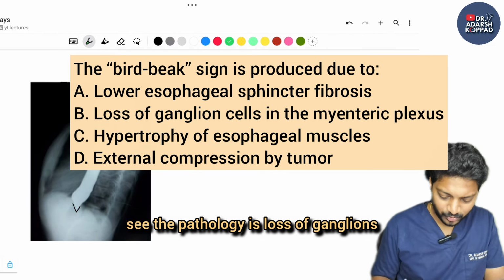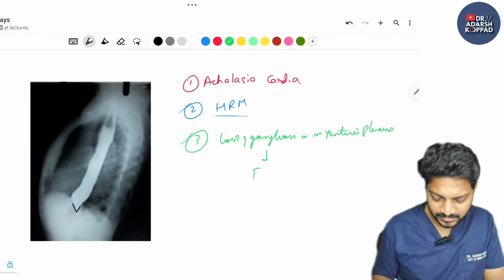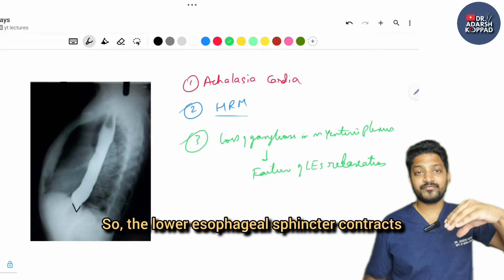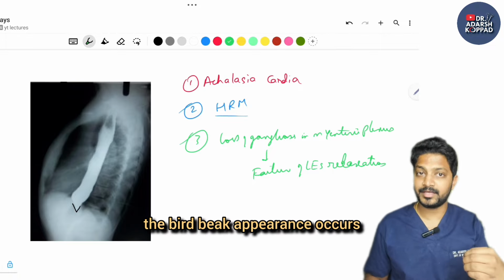The pathology is loss of ganglions in the myenteric plexus. So what happens? There is failure of LES relaxation. The lower esophageal sphincter contracts, but it fails to relax. So that's why the bird-beak appearance occurs.